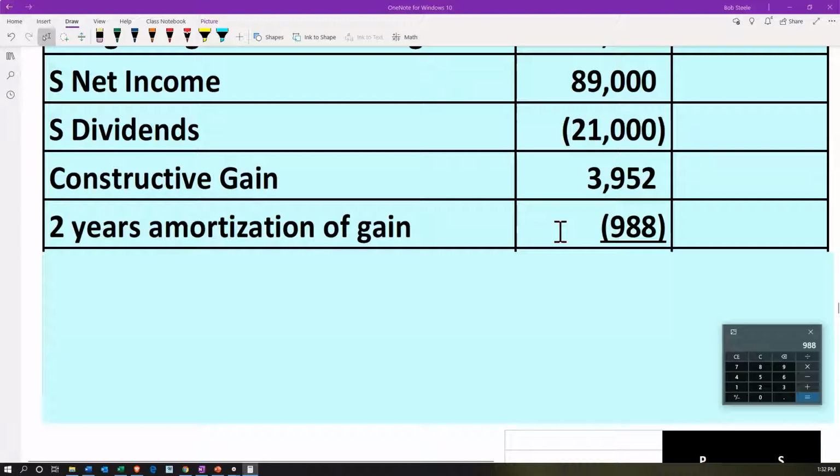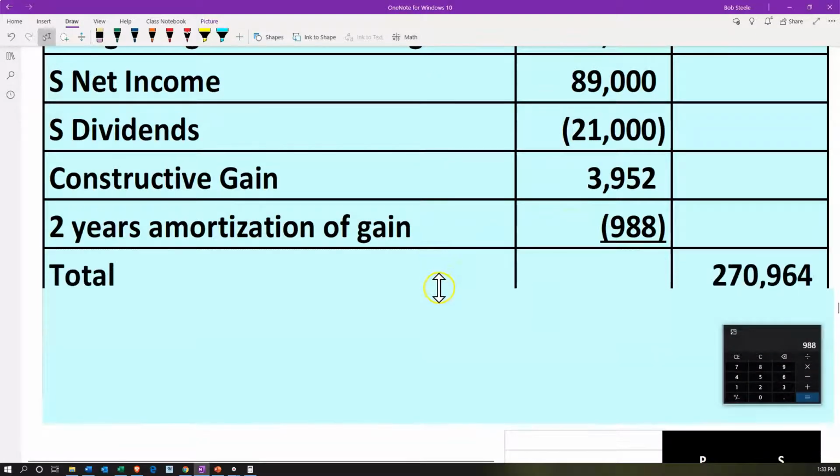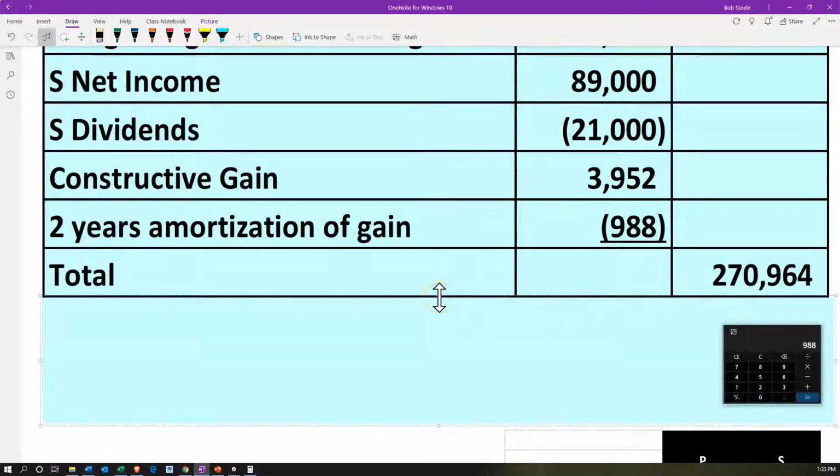This is a little bit confusing no matter how you think of it, but this constructive gain is kind of that difference because of that third-party transaction, which is going to go away at the end of it. So we're basically amortizing it. And so we have the 988. Again, this might make a little bit more sense once we start looking at the journal entries related to it. But that's what we have there.